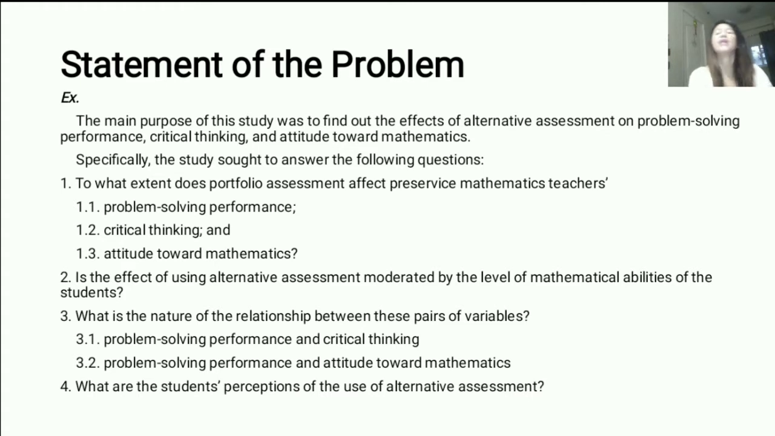Again, what do you think is the title of the research? Look at the main objective. It says there, to find out the effects of alternative assessment on problem-solving performance, critical thinking, and attitude towards mathematics. So the title would most likely be The Effect of Alternative Assessment on Problem-Solving Performance, Critical Thinking, and Attitude Towards Mathematics of a certain group of students.